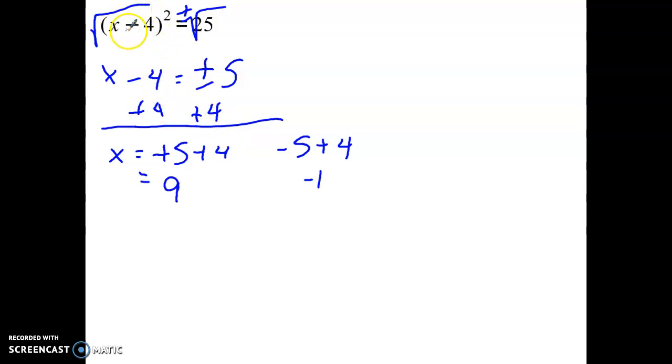So if I graphed this, the parabola of x minus 4 in parentheses squared, and I graphed the horizontal line y equals 25, the x values of their intersection points would be 9 and negative 1. The solutions to this give me the x values of their intersection points.